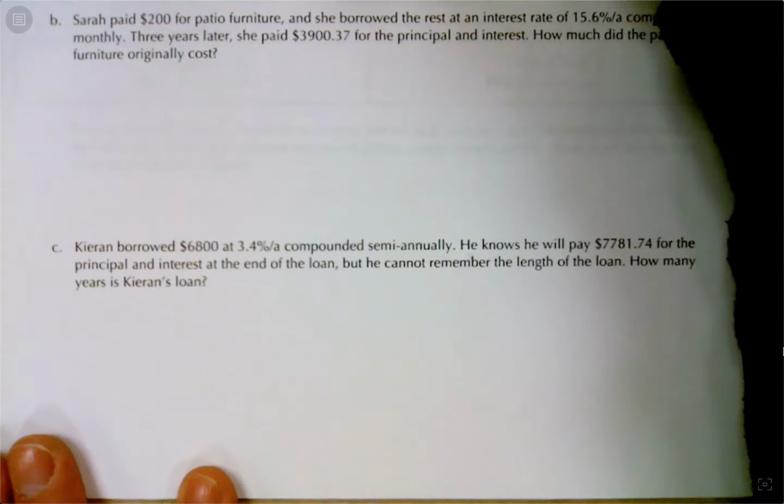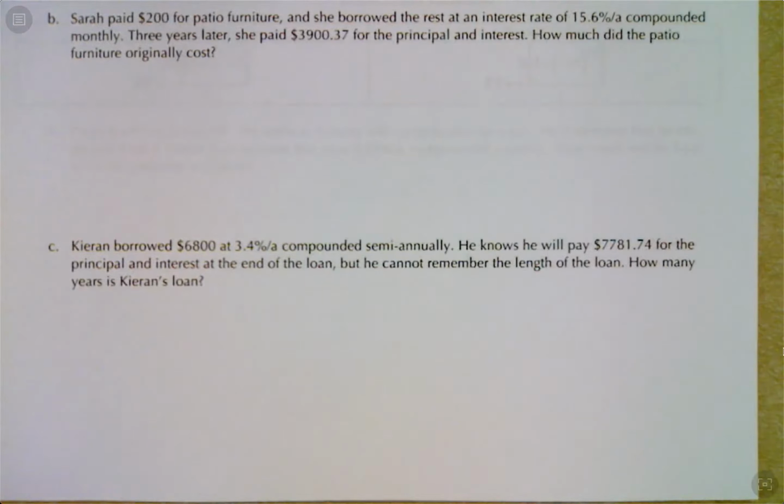Kieran borrowed $6,800 at 3.4% compounded semi-annually. He knows he will pay $7,781.74 for the principal and the interest at the end of the loan, but he can't remember how long he made the investment for. How many years is Kieran's loan?